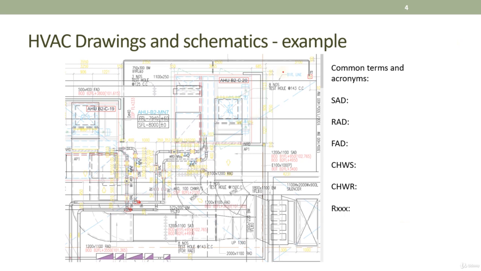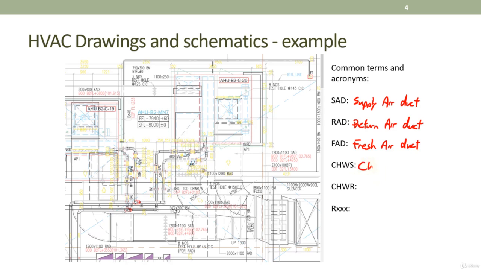So maybe let's write down what we have discussed just now. SAD is supply air duct. The supply air that just comes out from the AHU will come out from the supply air duct. RAD is return air duct, which is where the air, after it has absorbed heat from the room, goes back to the AHU. FAD is fresh air duct, and the fresh air duct usually will be a bit smaller than the supply and return duct.